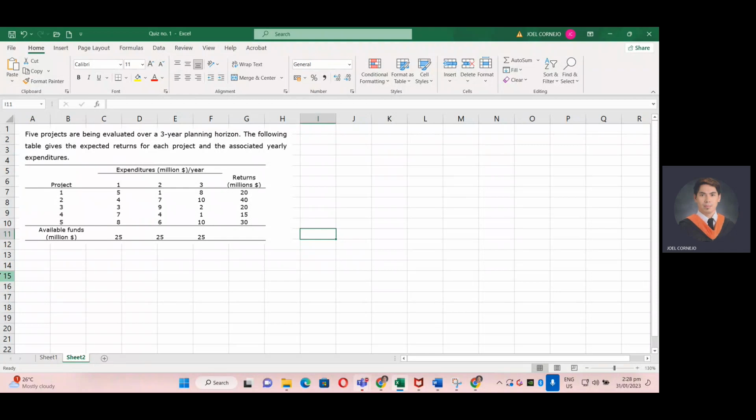So given our projects, we have project 1, 2, 3, 4, and 5. Then given, of course, the expenditure for each year. And then we have the available funds. We have 25 million for year 1, then year 2, 25 million, year 3, 25 million. Then we have our returns in million. We have 20 million for project 1, 40 million, 20 million, 15 million, 30 million respectively.